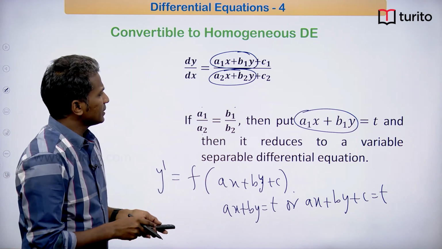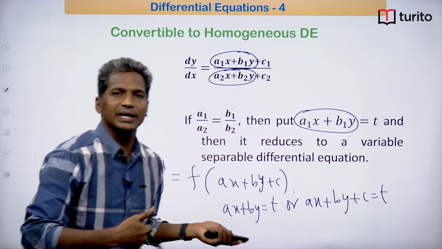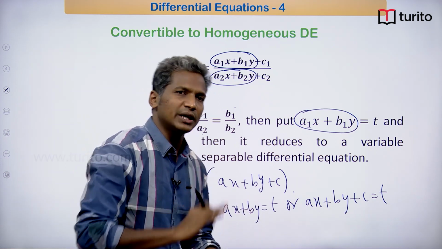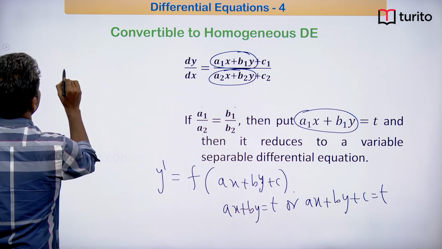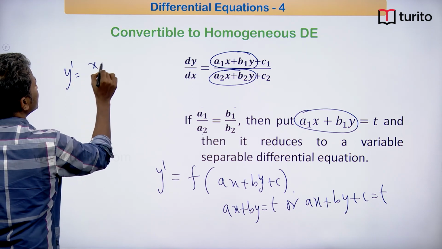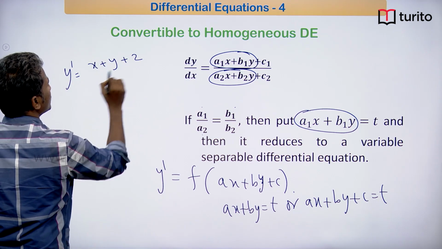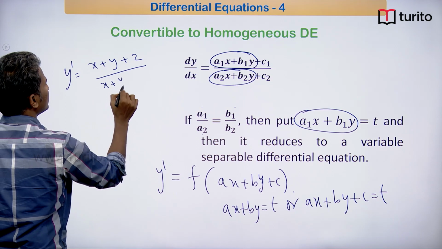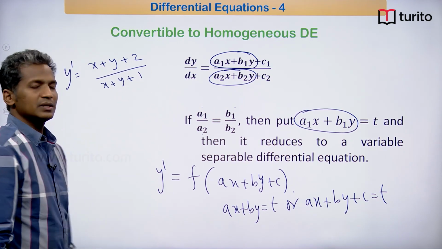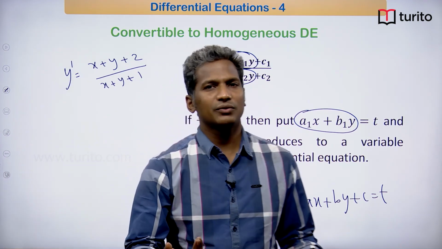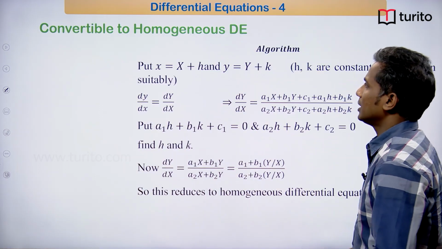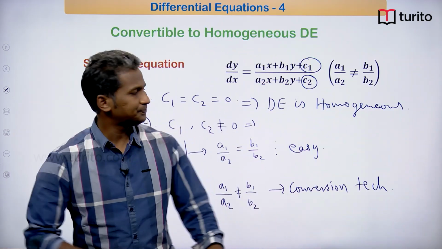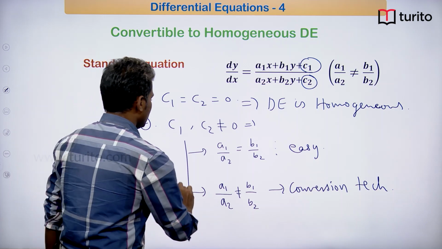Okay. So, this is an easy case. So, we are not taking examples on this. If you are interested, you can try this example: y dash equal to x plus y plus 2 in the numerator, and in the denominator we have x plus y plus 1. Okay. So, try doing this, you will see how easy it is. Now, let us look at the other case, which is this case.